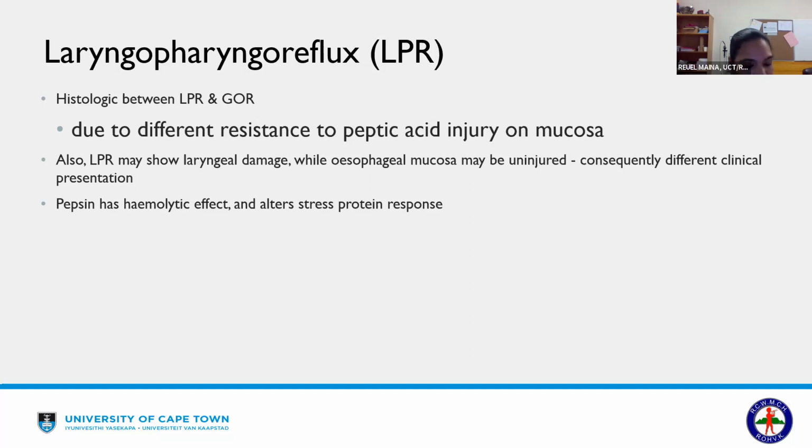Histologically, when we look at LPR, inactivated pepsin, at a pH of 7, is taken into the laryngeal cells. This was a study looking at post-cricoid cells. They found that once the inactivated pepsin is taken into the cells, it is subsequently reactivated within the cells, which causes mitochondrial damage and then overall cell damage. So it's a very different entity to gastroesophageal reflux.